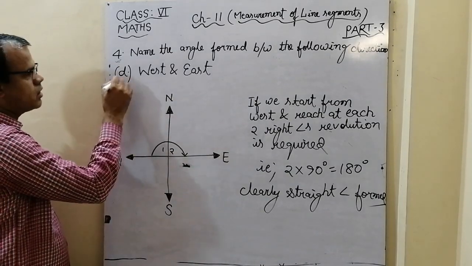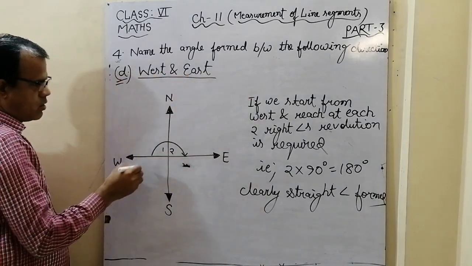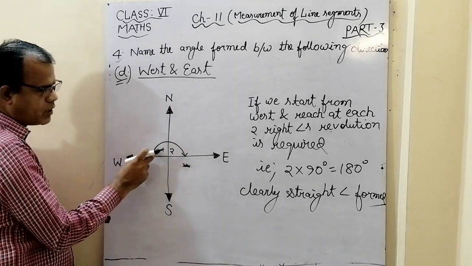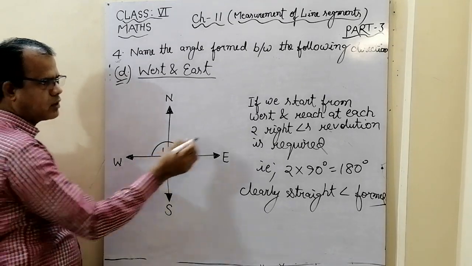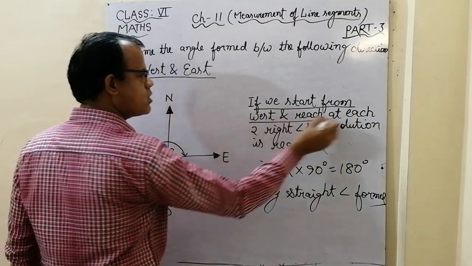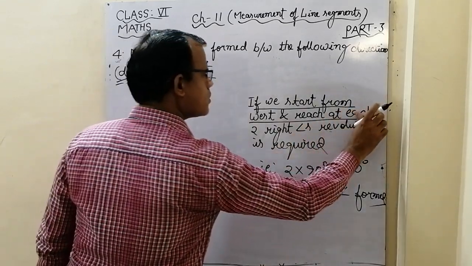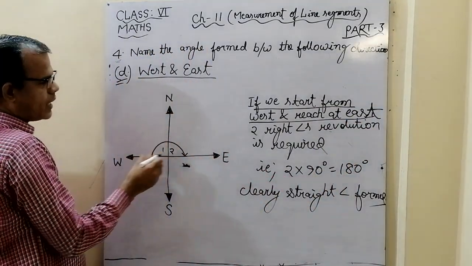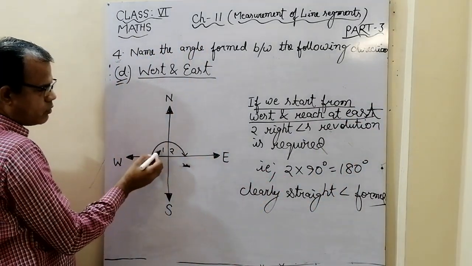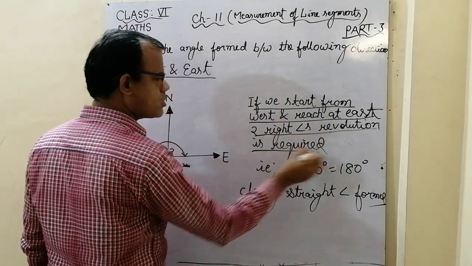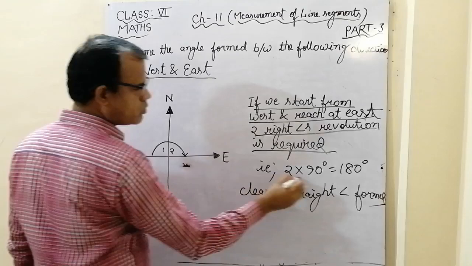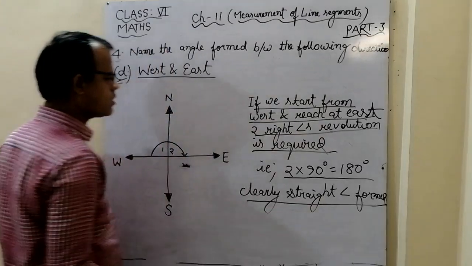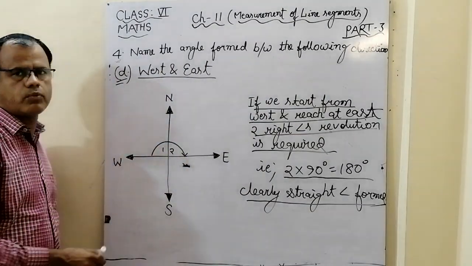So students, next part, B part, west and east. We are standing here at west and we have to reach east. So how many right angles have we covered? 1, 2 right angles. So if we start from west and reach east, how many right angles of revolution are required? 1, 2 right angles of revolution are required. 2 right angles means 2 into 90, 180 degrees, and 180 degrees is also known as a straight angle. So a straight angle is formed.